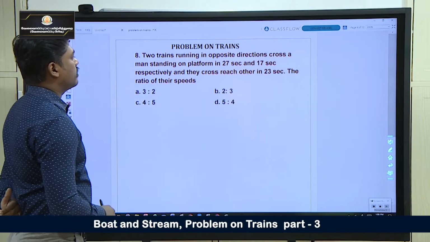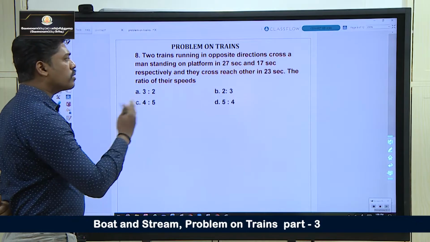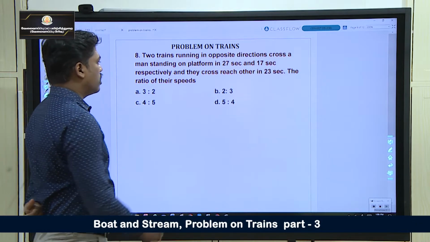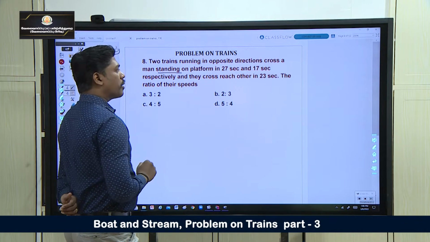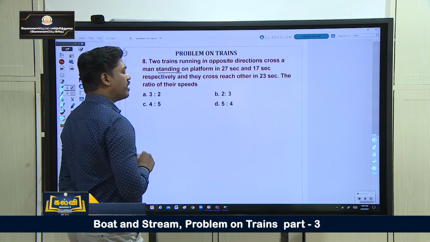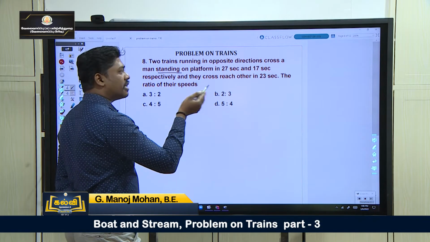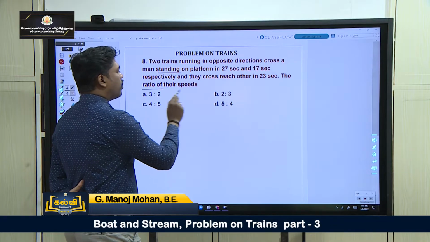Look at the next sum here. Two trains running in opposite direction cross a man standing on a platform in 27 seconds and 17 seconds respectively, and they cross each other in 23 seconds. And the ratio of their speeds is what?